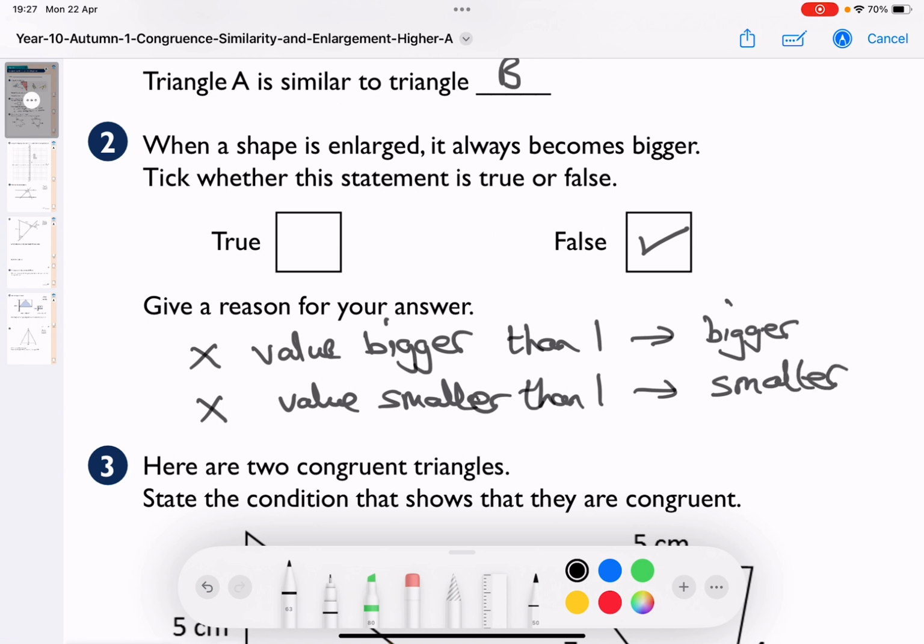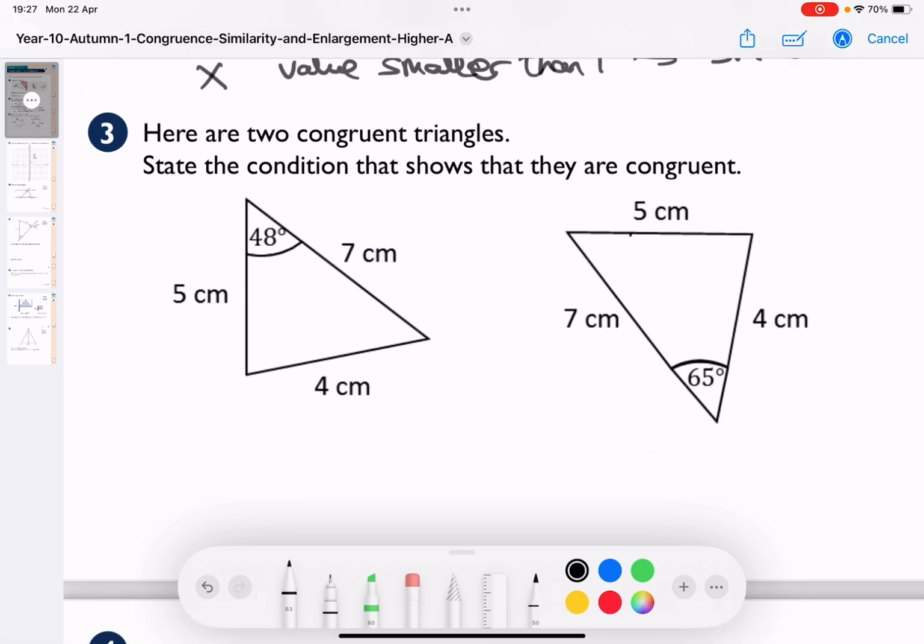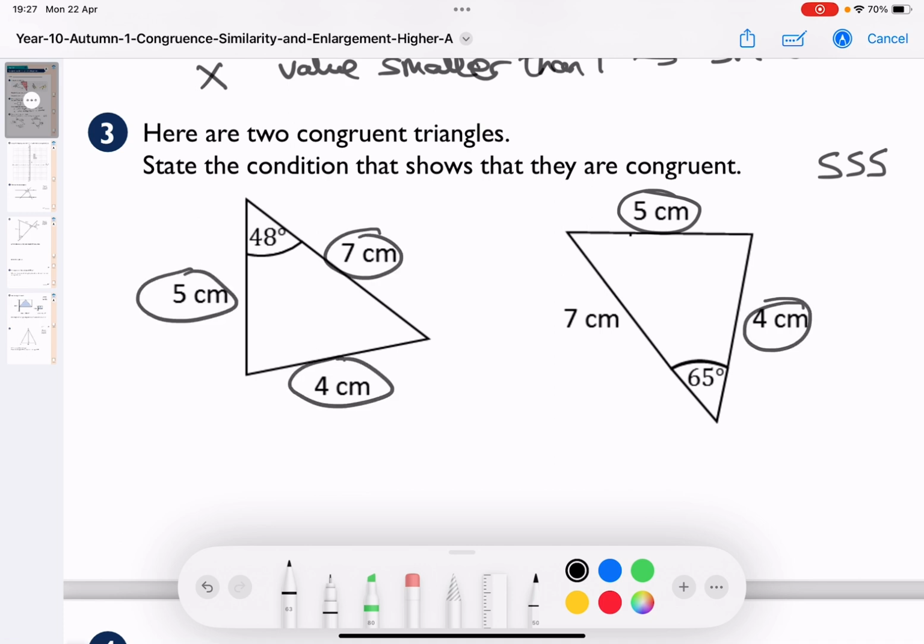So that's the reason. Number 3: here are two congruent triangles. State the conditions that show they are congruent. First of all, you need to know the conditions of congruence. The first one to look for, and one of the most common, is side, side, side. And if I can see that the sides are the same, well, 5 goes with 5, 4 goes with 4, and 7 goes with 7. In fact, that is the condition that works for this.